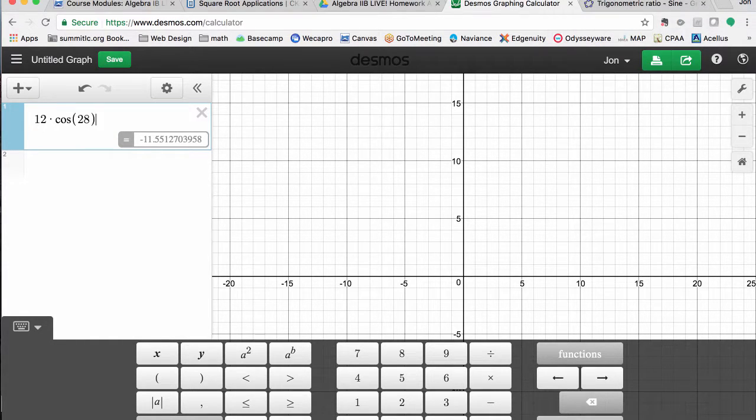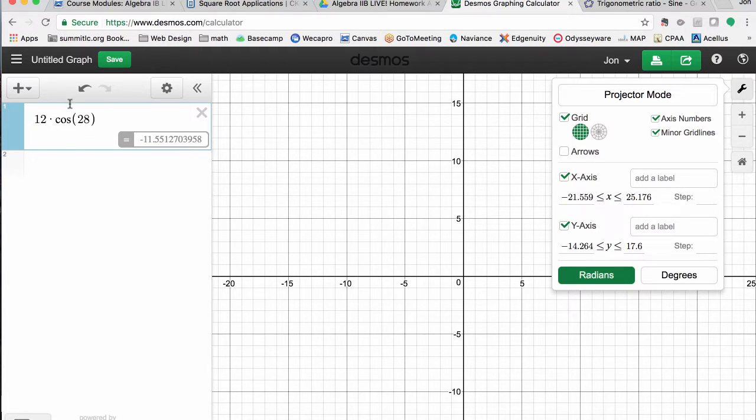When we deal with trigonometry, we deal with different types of things. Notice this is telling me that's equal to negative 11.55. That doesn't make any sense, because we're looking for a side length. So come over here to our settings. This is 28 degrees, so I need to make sure that I'm dealing in degrees. I have to click degrees, and notice this number changes. Now it's 10.59. That seems more reasonable for a side length.